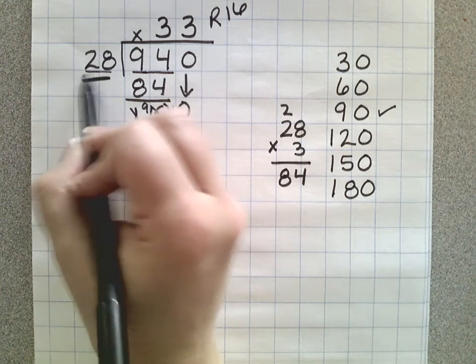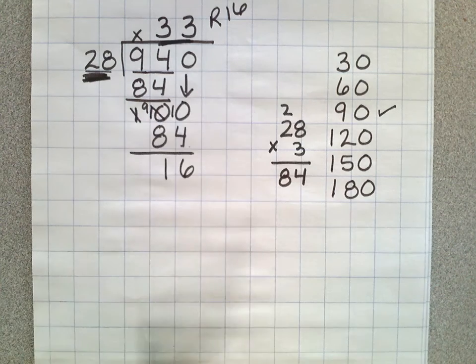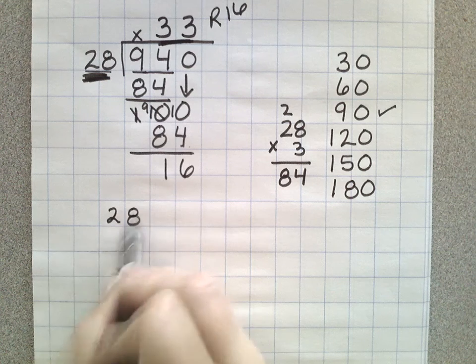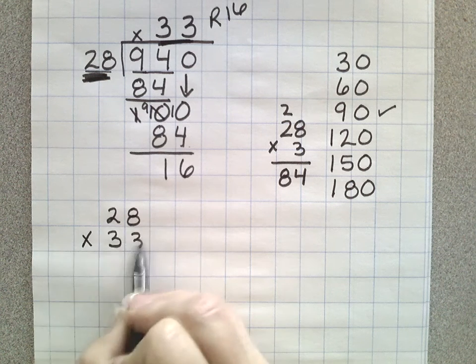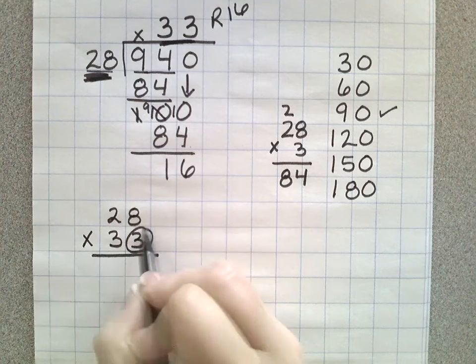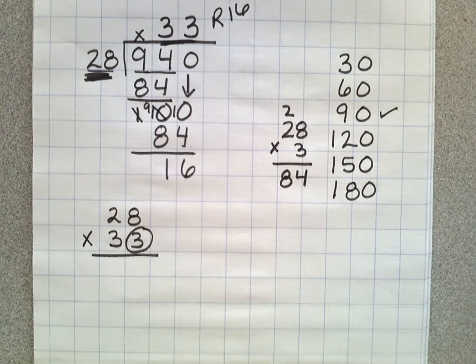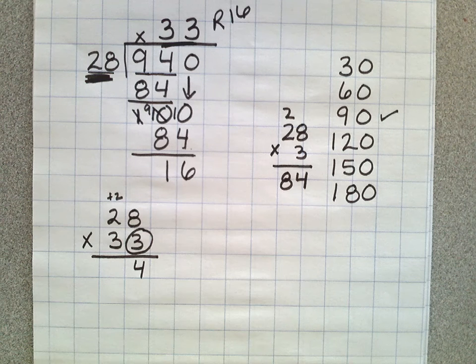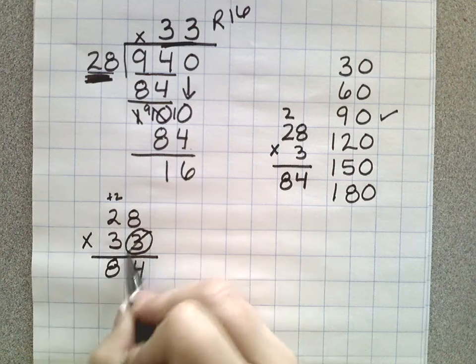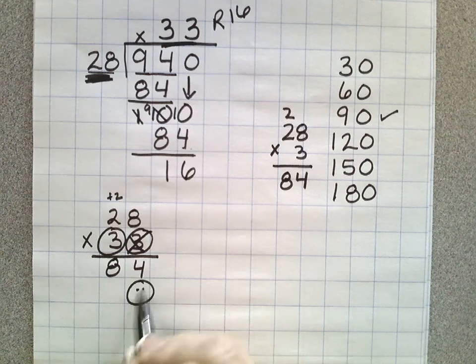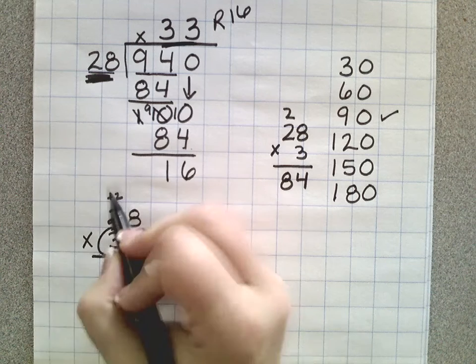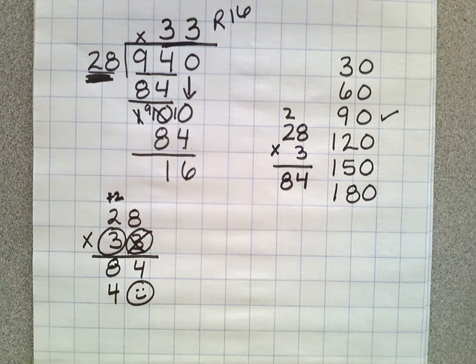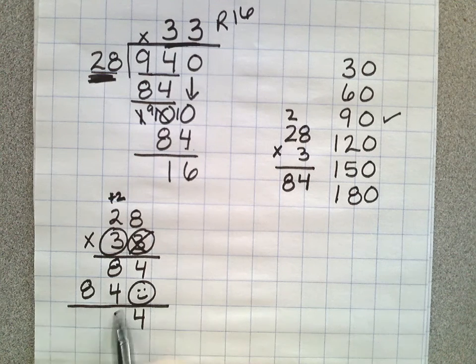Let's check our answers. We're going to be multiplying this divisor against that quotient. So 28 times 33, set it up. Starting right there with that 3. 8 times 3, 24. Carry that 2. 2 times 3, 6. Add on to 8. Finish with that. Need to place 0. 8 times 3, 24. Carry the 2. 2 times 3, 6. Add it.